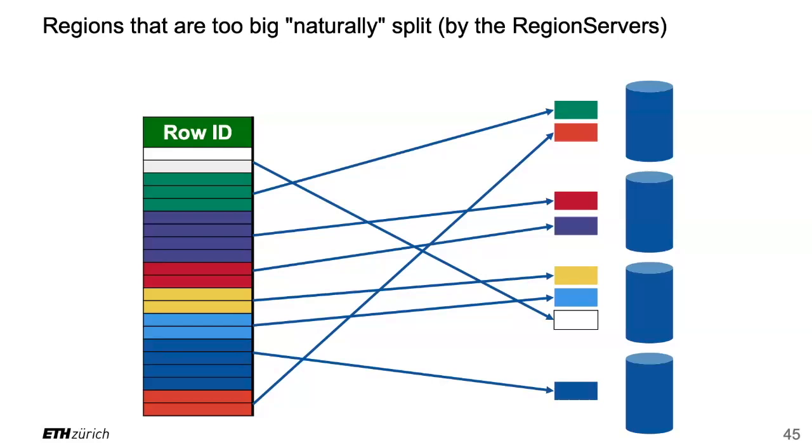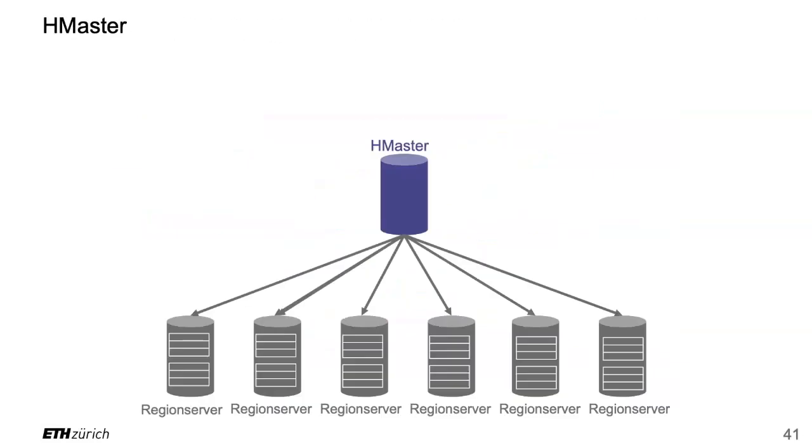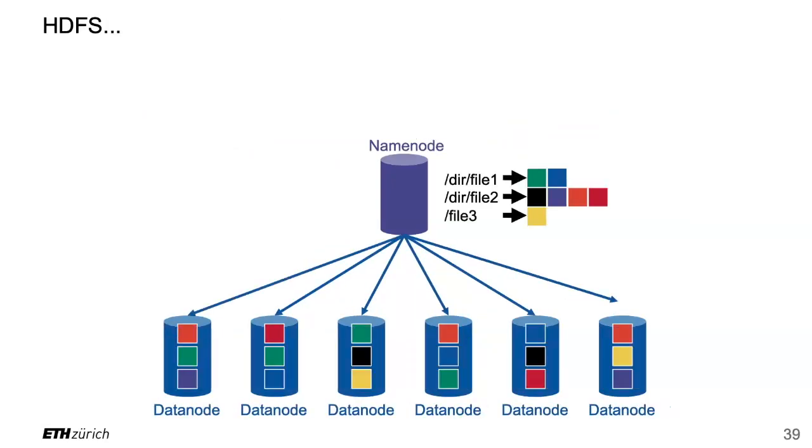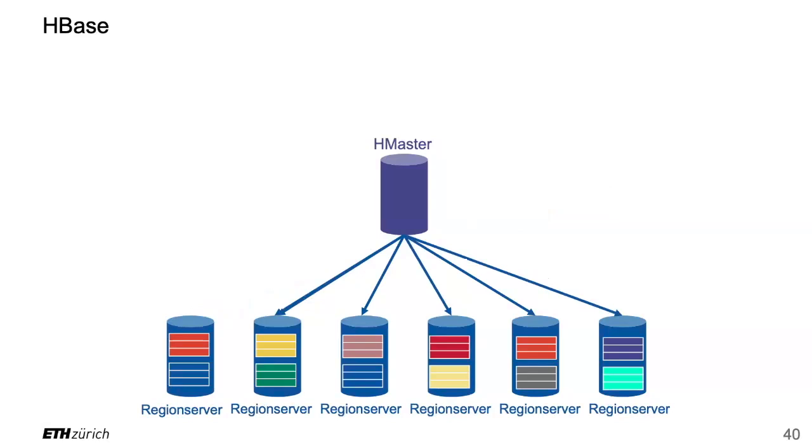We have a question over here. Is the HMaster and the name node the same thing, or are these two separate? These are two processes that are running on the same machine. You don't have to, but usually this is what people do. They basically install the data nodes on the same machines as the region servers and the HMasters on the same machines as the name nodes.